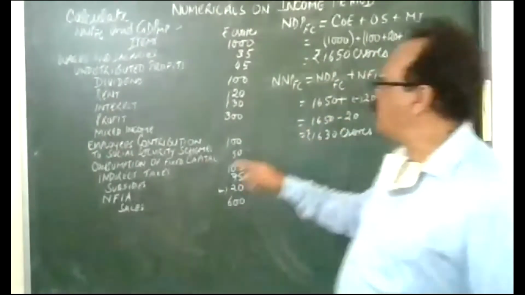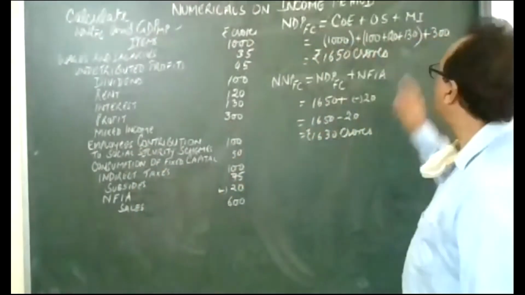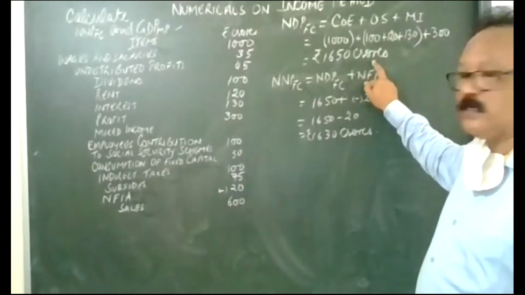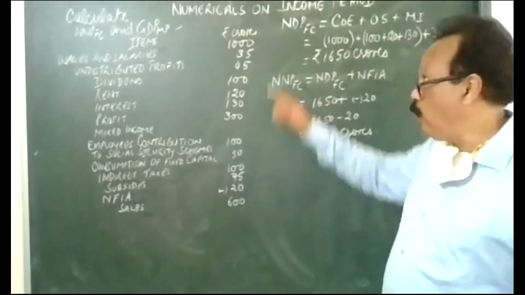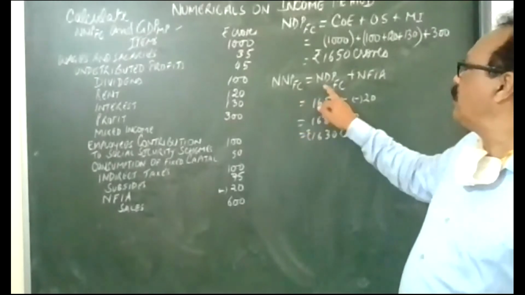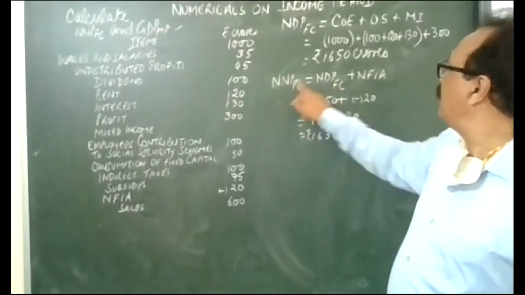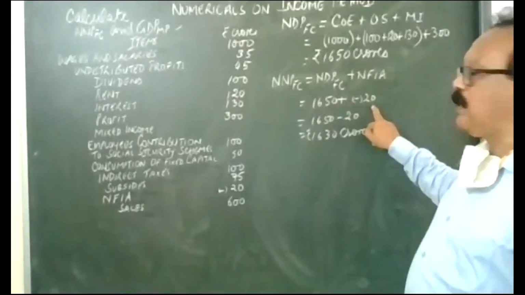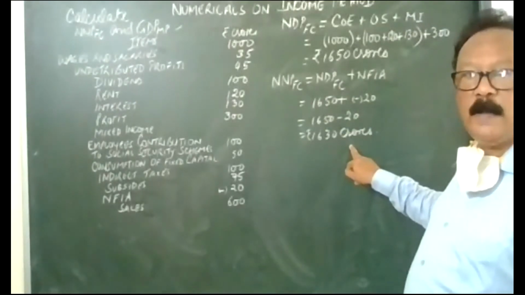Mixed income is plus 300. Where is your mixed income given? 300 is given. And totaling them up, we get 1650 as the domestic income or NDP at factor cost. Now, what do we have to calculate? NNP at factor cost. From the domestic income, domestic to national, add net factor income from abroad. Put the values. 1630 is the national income.